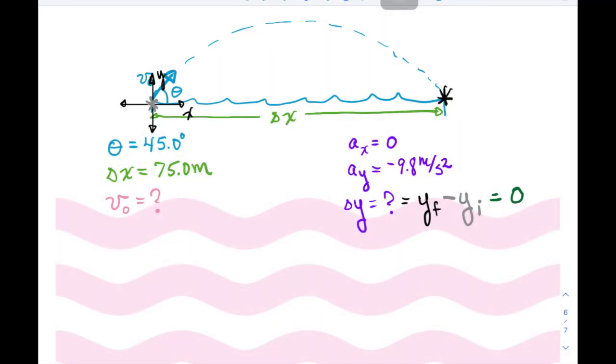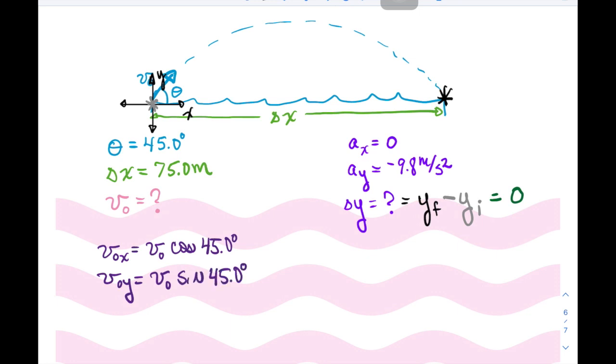In problems where we are given a value for v0 and we're given a theta, our next step would be to calculate v0x and v0y. We are given theta, but we're not given v0. So what we're going to do in this problem is just write v0x and v0y, leaving v0 as a variable.